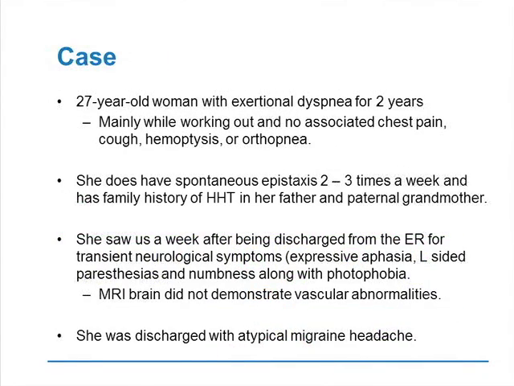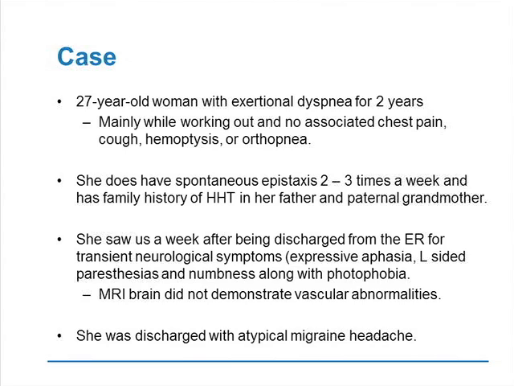So we come to our first case. We have a 27-year-old woman who presented to us for evaluation at our HHT Center. She had exertional dyspnea for almost 2 years. It occurred mainly when she was working out, but she had no associated symptoms of chest pain, cough, hemoptysis, wheezing, or orthopnea. She did give a history of spontaneous epistaxis 2 to 3 times a week, so not a lot. She did not have to go to ENT to get any laser or anything of the sort.